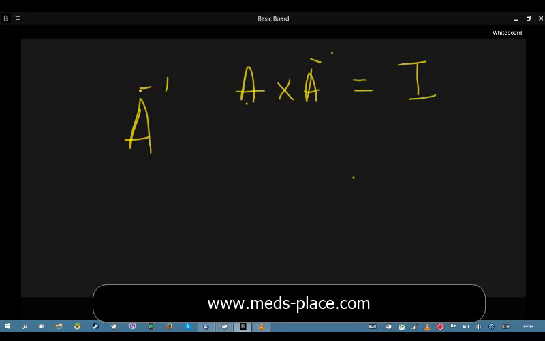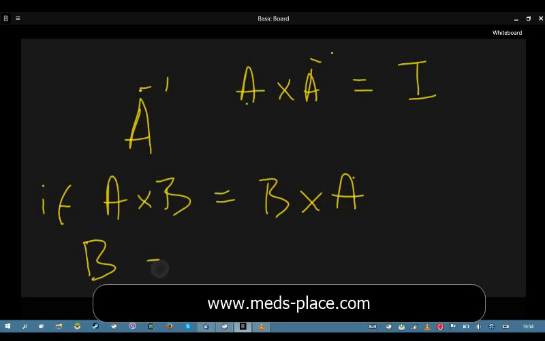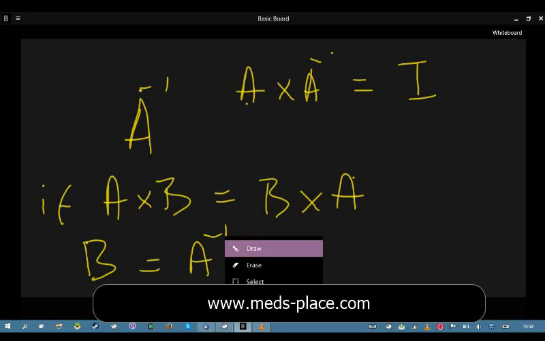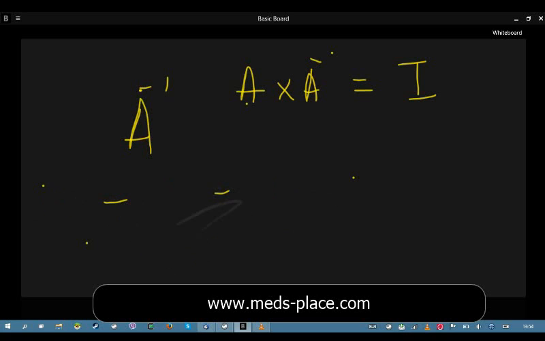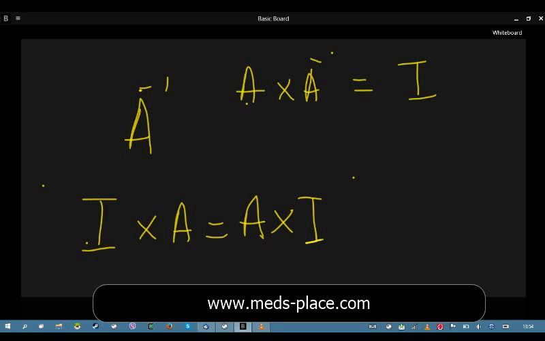So back to the inverse. Matrix B is the inverse of A if A times B is equal to B times A. So if A times B is equal to B times A, B equals the inverse of A. Just going back to the identity matrix, A times the identity matrix is equal to A, the identity matrix times A is equal to A. I times A equals A times I equals A.